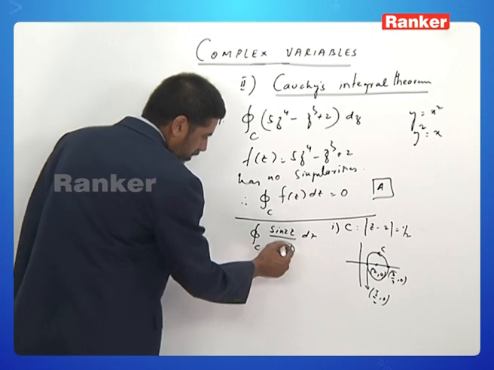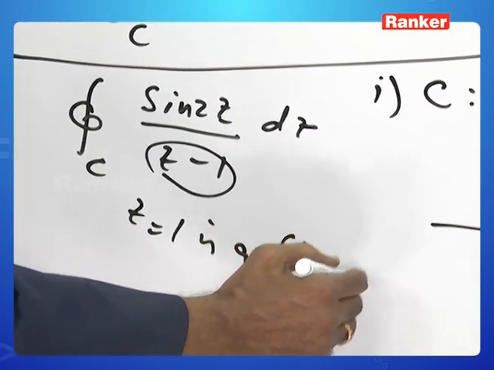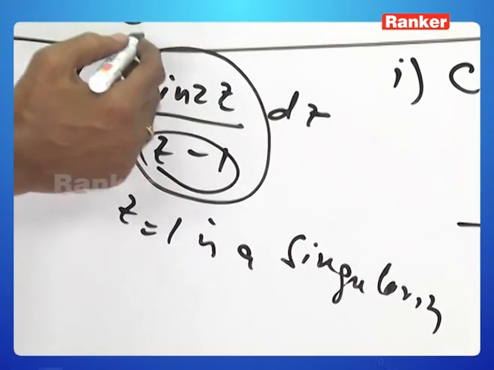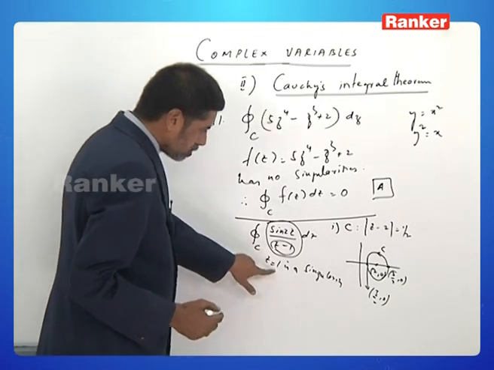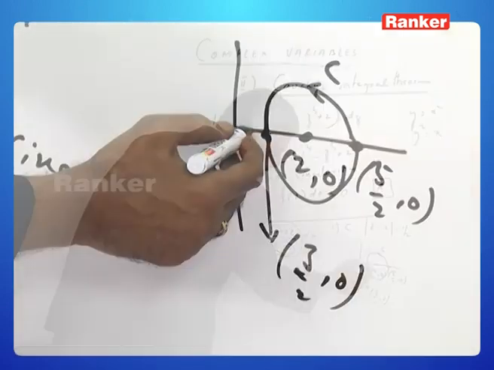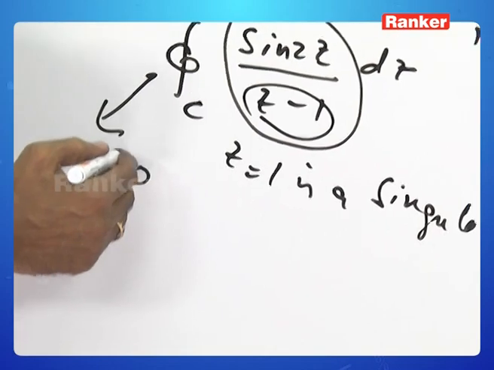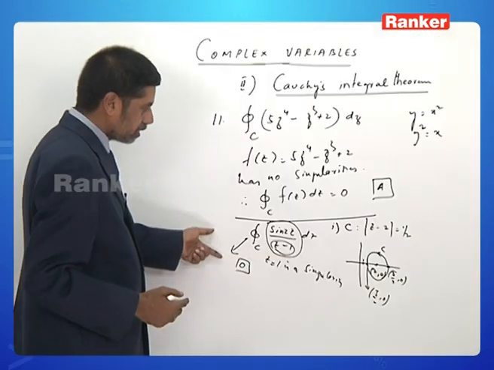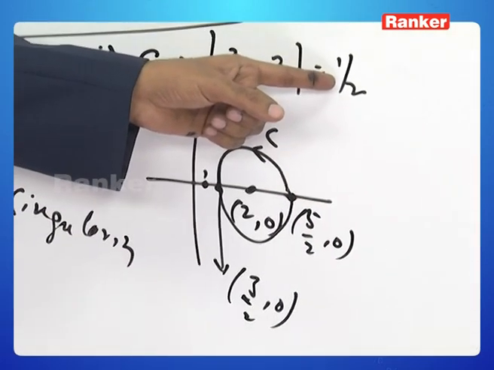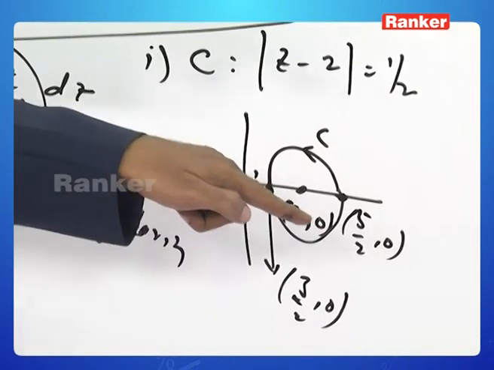But if you look at this one, z is equal to 1 is a singularity, because at this point this function is not defined. But you can see that z is equal to 1 is not inside the contour. z is equal to 1 is somewhere here. Therefore, the value of this integral will be 0 by the Cauchy's integral theorem. But if I expand this circle by making the radius some 3 or 4, then z is equal to 1 will go into the contour.